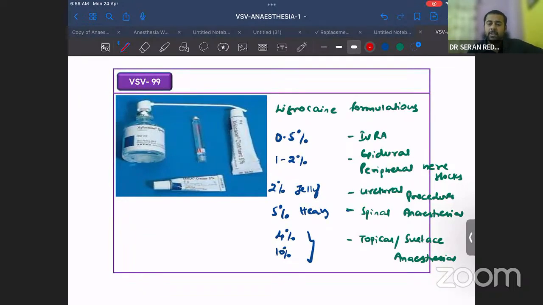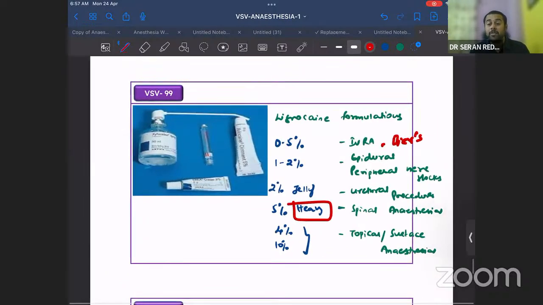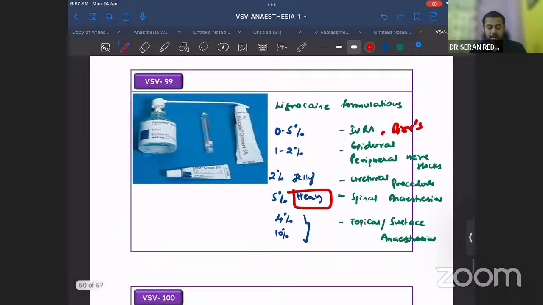0.5% is used for intravenous regional anesthesia, that is the Bier's block, which we discussed. 1 to 2% is used for epidural and for peripheral nerve blocks. 2% jelly is used for urethral procedures like urethral cannulation, like Foley's catheter insertion. And 5% heavy, not normal, 5% heavy is used for spinal anesthesia. 4% and 10% is used for topical or surface anesthesia. So 0.5% is for IVRA, intravenous regional anesthesia; 1 to 2% for epidural and peripheral nerve blocks; 2% jelly for urethral procedures; 5% heavy for spinal anesthesia; 4% and 10% for topical and surface anesthesia.